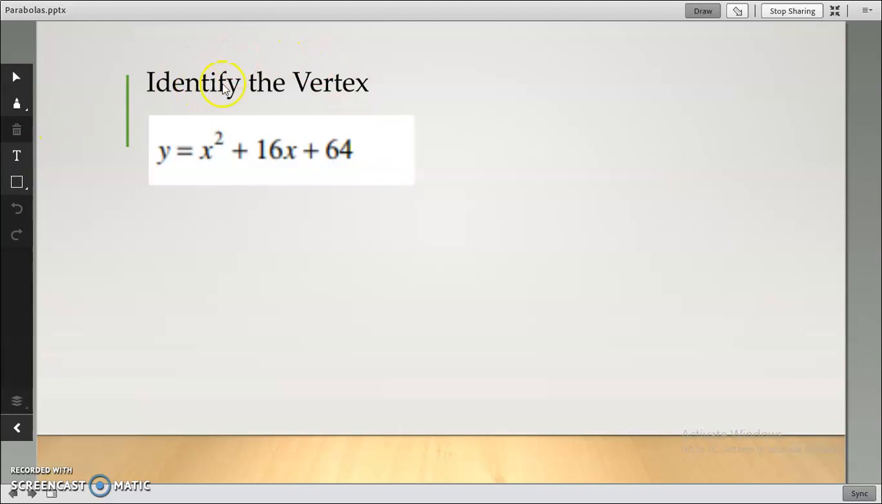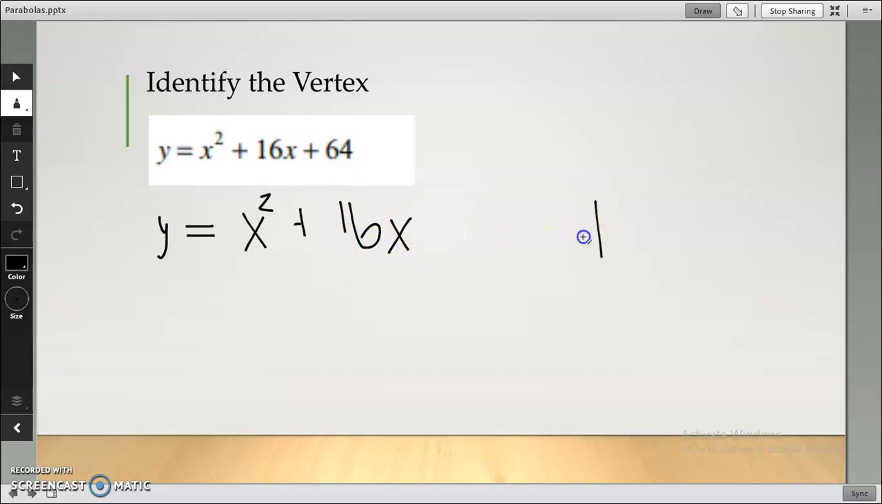It says to identify the vertex. The way that we're going to identify the vertex is we're going to put it in vertex form by completing the square. I hope this is review for you. I have y equals x squared plus 16x. And I'm going to put my plus 64 over here because I know that I need to add more things.